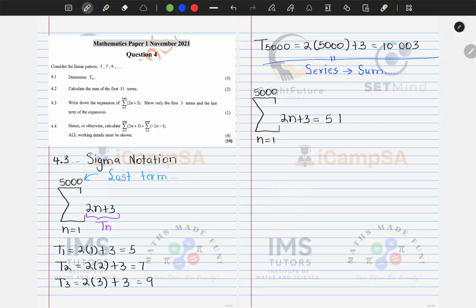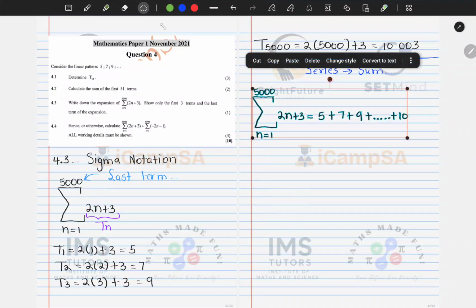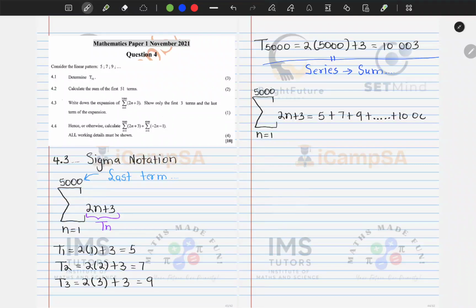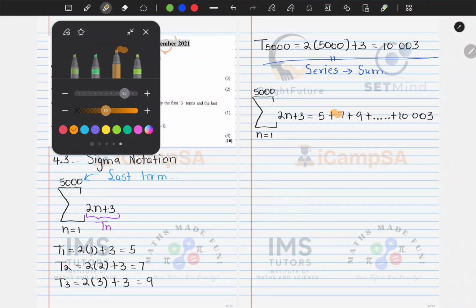So we'll have 5 plus 7, which is the second term, plus 9, which is the third term, plus many other terms afterwards, plus the last term, which is 10,003. So that is what they were expecting us to do.